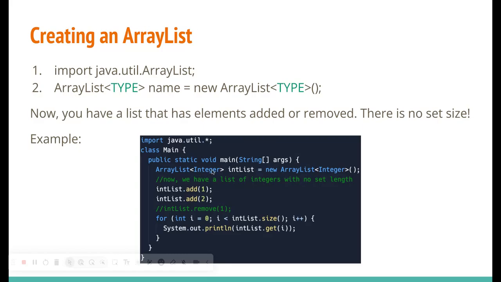Now, why do you do this? Well, it's because with ArrayLists, the type has to be an object. So if you want to have an ArrayList of ints, then instead you have to say Integer, which is the object form of an int. In this example, we're creating an integer list, int list, and then we're adding 1 and 2 to it. So right now, its contents are 1, 2, and we can print that out with this for loop here.